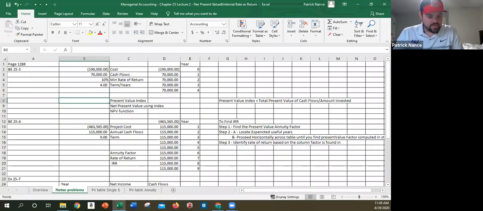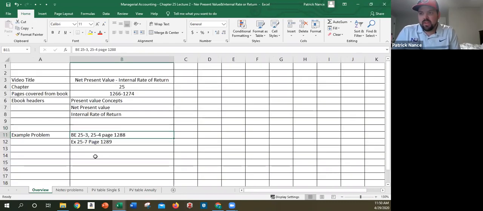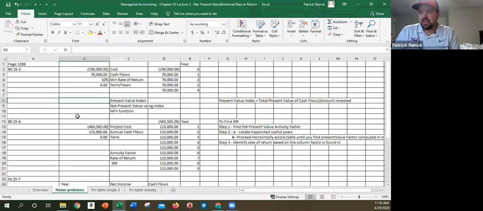Okay, so now the exercises for chapter 25, the second set of exercises. We're going to look at brief exercise 25.3 and 25.4 on page 1288, and then exercise 25.7 on page 1289. So first one, brief exercise 25.3.